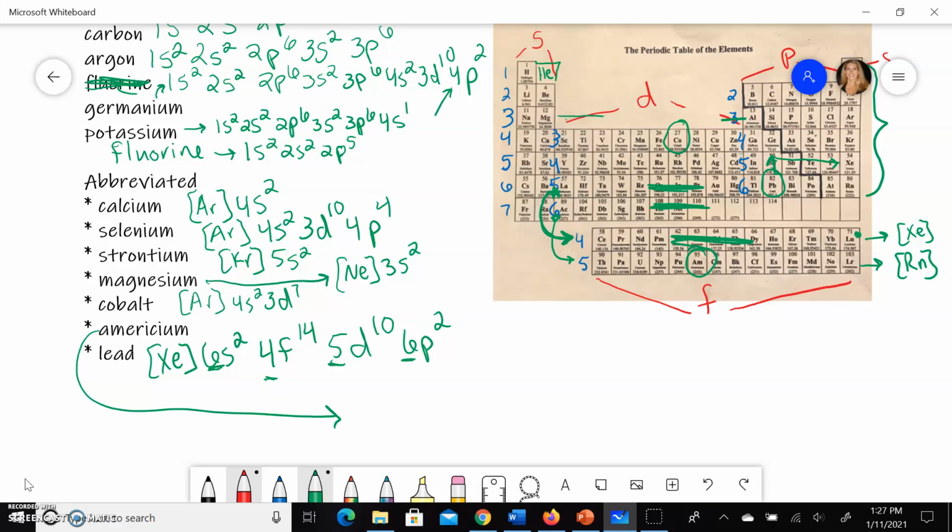Here's americium again. So it's kind of like we're in this row right here. So if we go up 1 and all the way over, we get to radon. So we're going to put radon in brackets. Radon is number 86, so then we're going to start over here, number 87. So we're at 7s2, that gets us to Ra, and then again, notice this star right here that I drew on the periodic table, follow that down here to 5F. And then let's count across 1, 2, 3, 4, 5, 6. And that is the abbreviated electron configuration for americium.